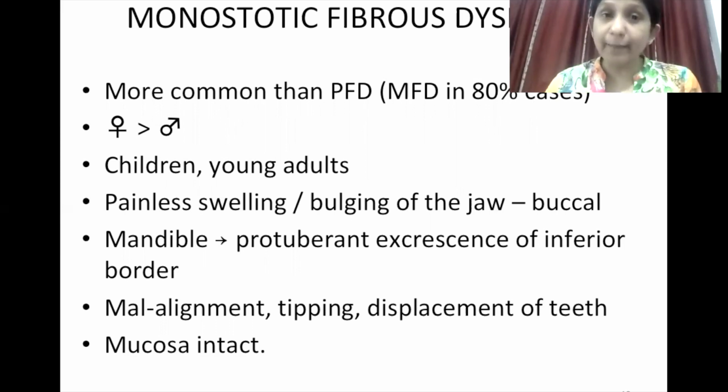Now, there can be malocclusion of the teeth because if your bone itself is not formed properly, obviously your sockets are not going to be formed properly. So if the sockets are not formed well, it will obviously have malocclusion and displacement of the teeth.